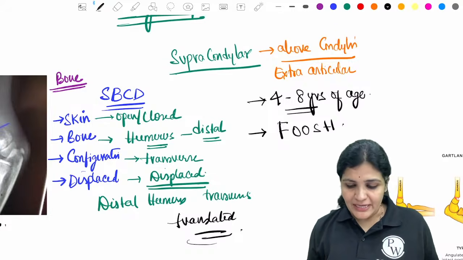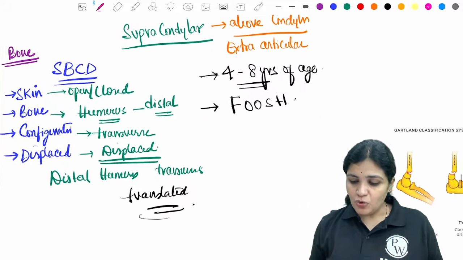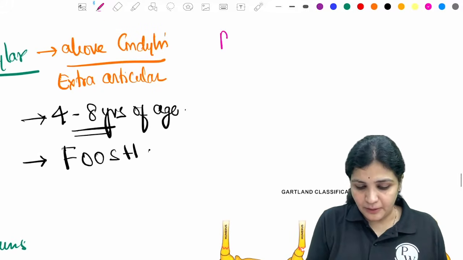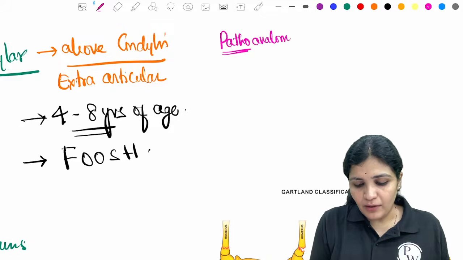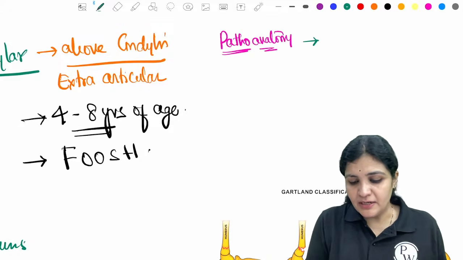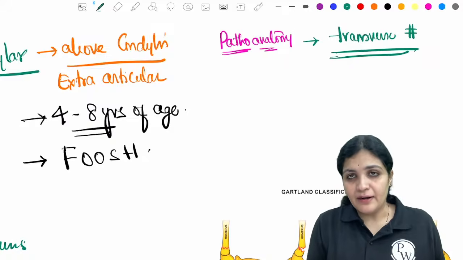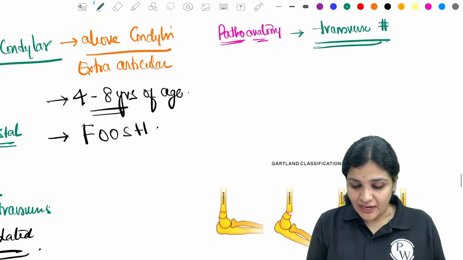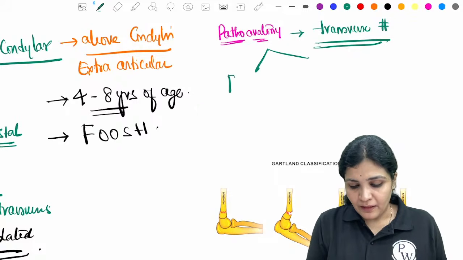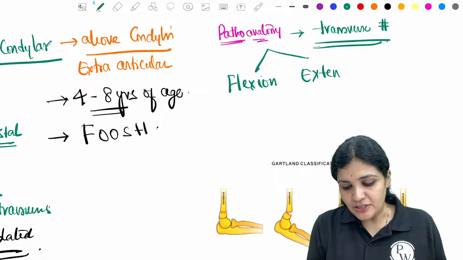So once you witness the supracondylar fractures, how does the pathoanatomy go? Here the fracture is above the condyles, and usually it is a transverse fracture. Now this fracture has two types. One is flexion, the other one is extension type.